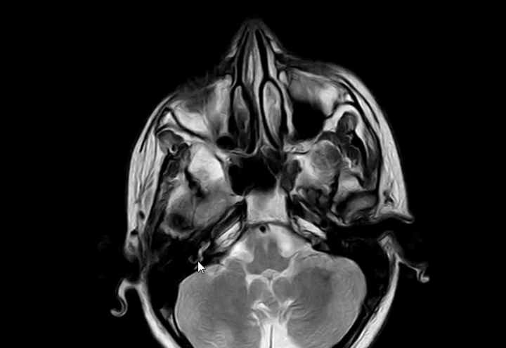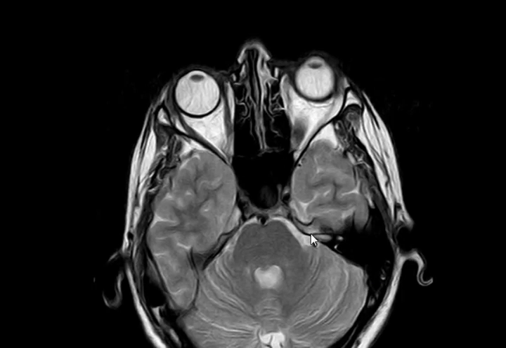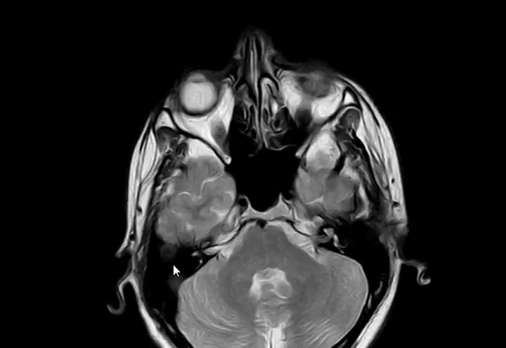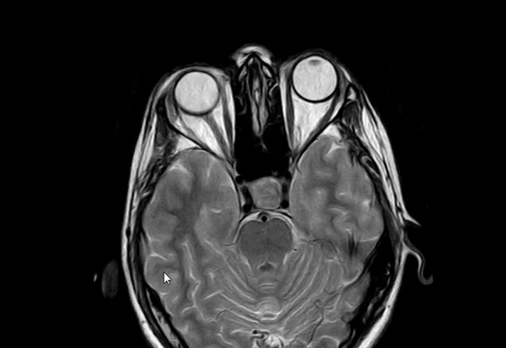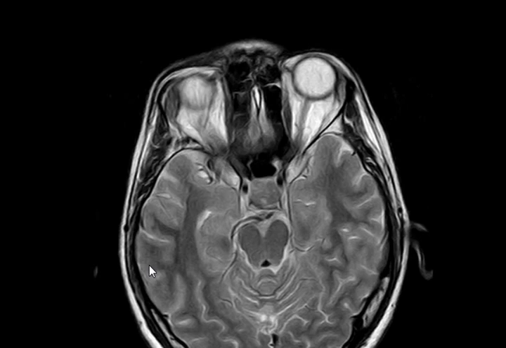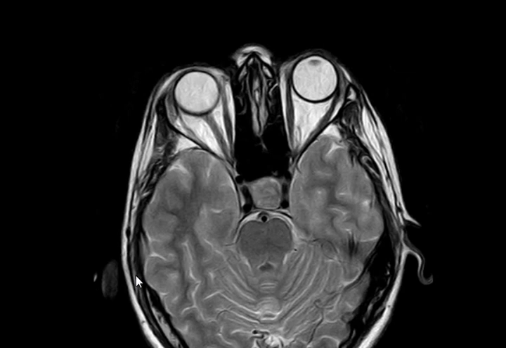This is a 23-year-old male patient presented with some headache, visual disturbances, things like that. Take the mouse and take the lead. What's the sequence? T2. T2 what? Axial T2. When you start, say this is an axial T2-weighted image of the brain showing a suprasellar mass.